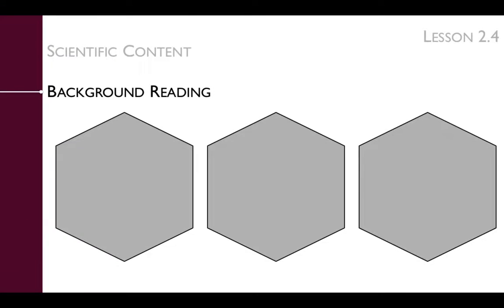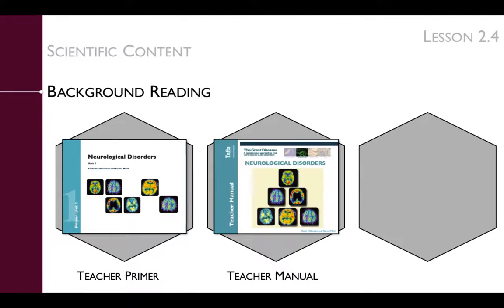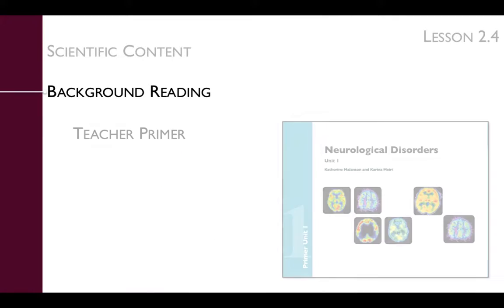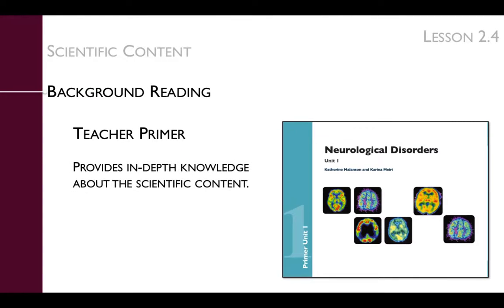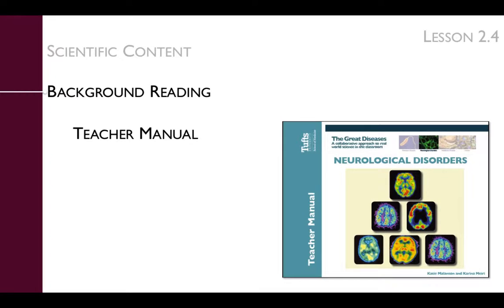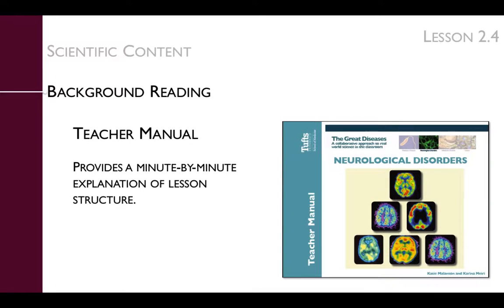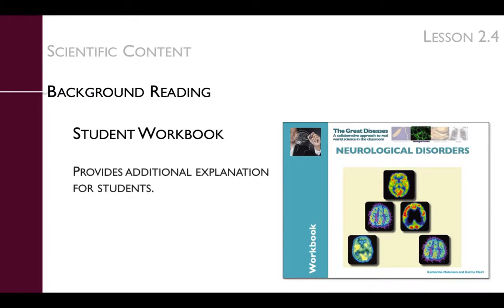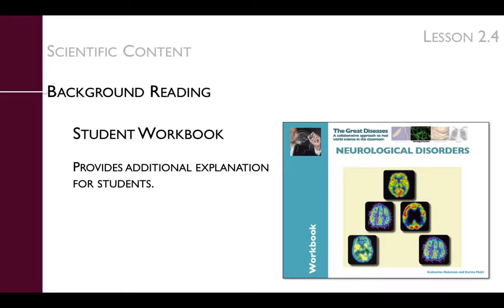You can review the scientific content in the background reading provided to you in the teacher primer, the teacher manual, and the student workbook. The teacher primer provides in-depth knowledge about the scientific content presented in the lesson. The teacher manual or lesson plan provides a minute-by-minute explanation of lesson structure, including instructions on how to manage the discussion and activity. And the student workbook provides additional explanation for your students.